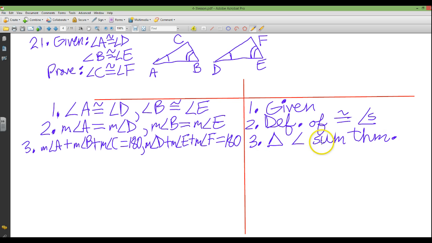The triangle angle sum theorem. So from here, since they're both equal to 180, I can rewrite this statement, but in place of 180, I could put the measure of angle DEF, or the measure of angle D plus the measure of angle E plus the measure of angle F, since it's also equal to 180. So I can substitute this in place of the 180.